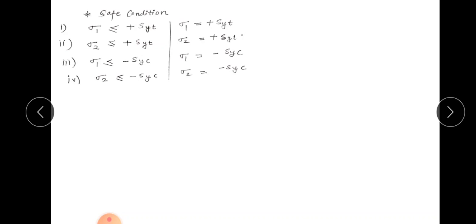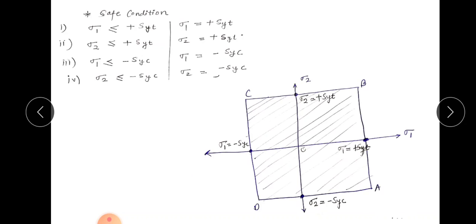So sigma 1 equal to plus SYT or sigma 1 equal to minus SYC will be the limiting condition, right? To draw the region of safety, we will consider sigma 1 equal to plus SYT or minus SYC, and sigma 2 equal to plus SYT or minus SYC, right? So we are considering a limiting condition. So this is the safe condition, right? I hope you are understanding this.